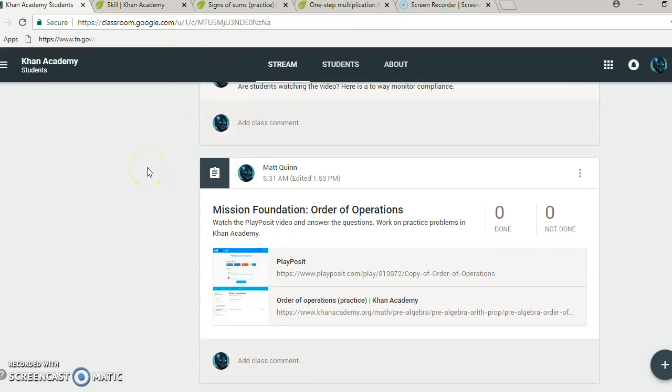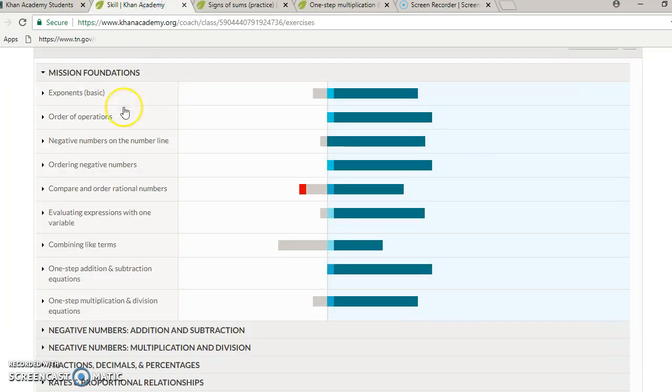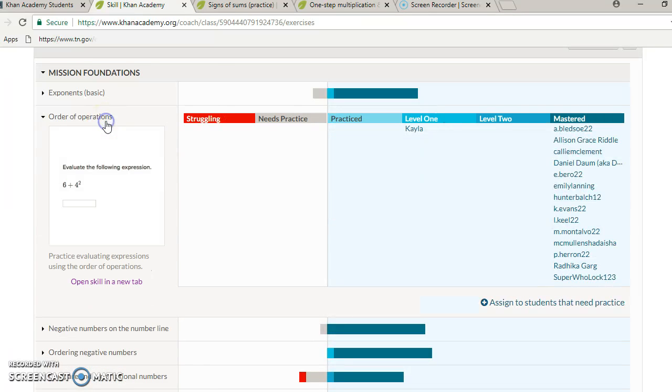Let's go down here to order of operations. I hope they're in order. That was my intention. Yep, there it is, order of operations. And as you can see, all my kids mastered it, or all the kids who were in Timberlake's class mastered it pretty quickly, I believe. It's not that difficult.